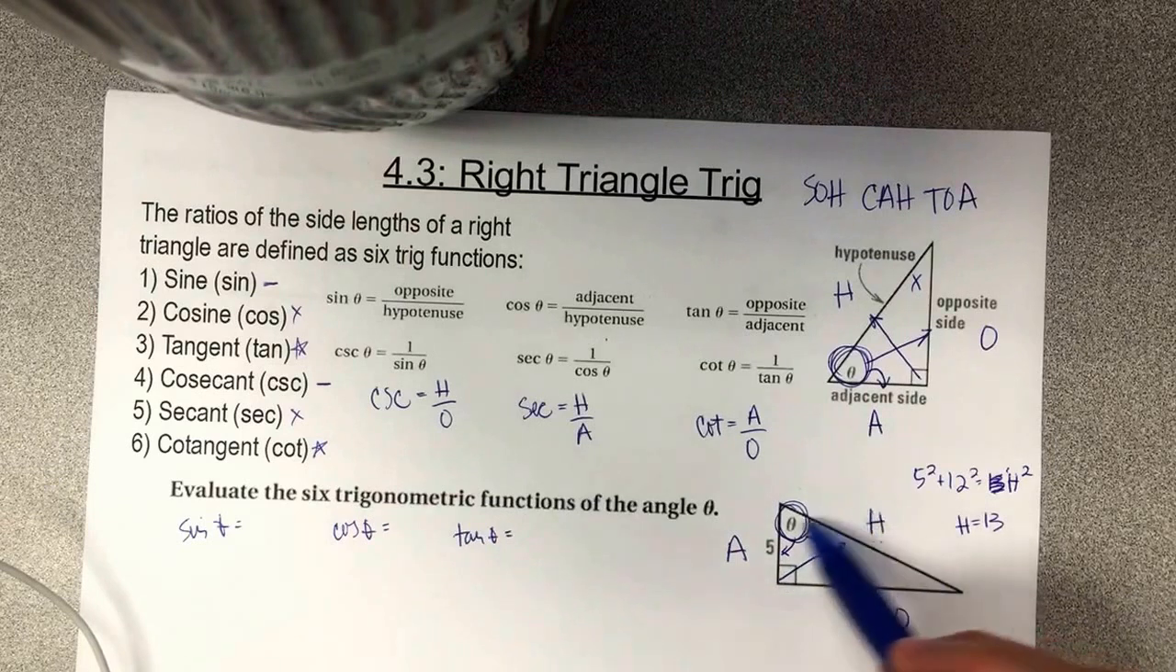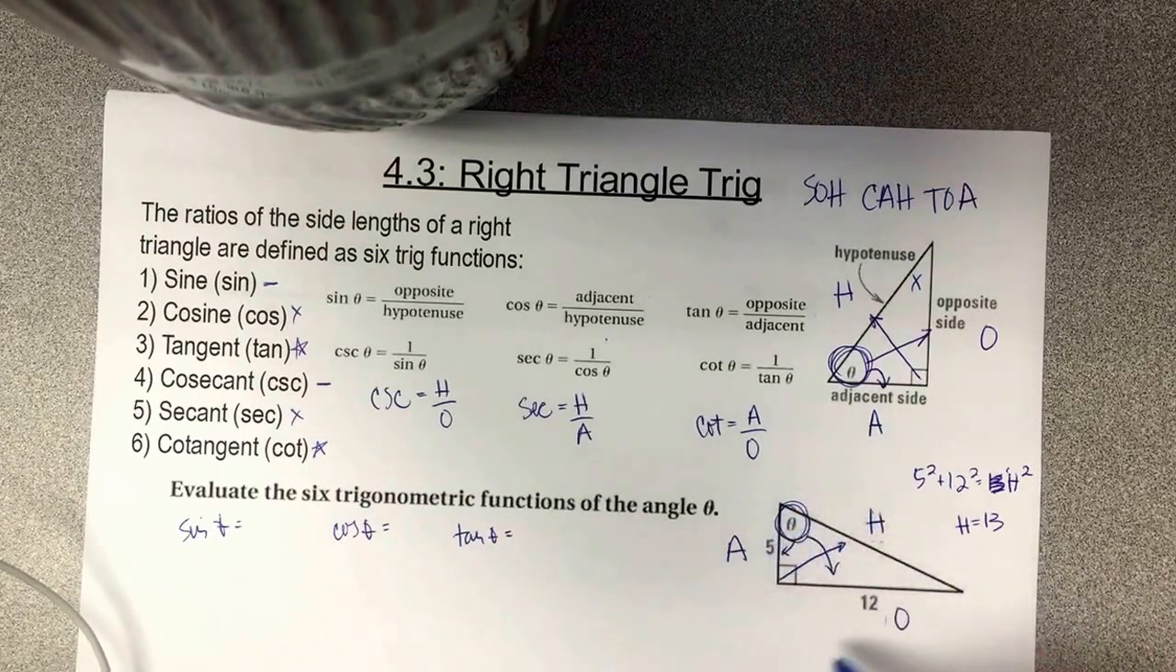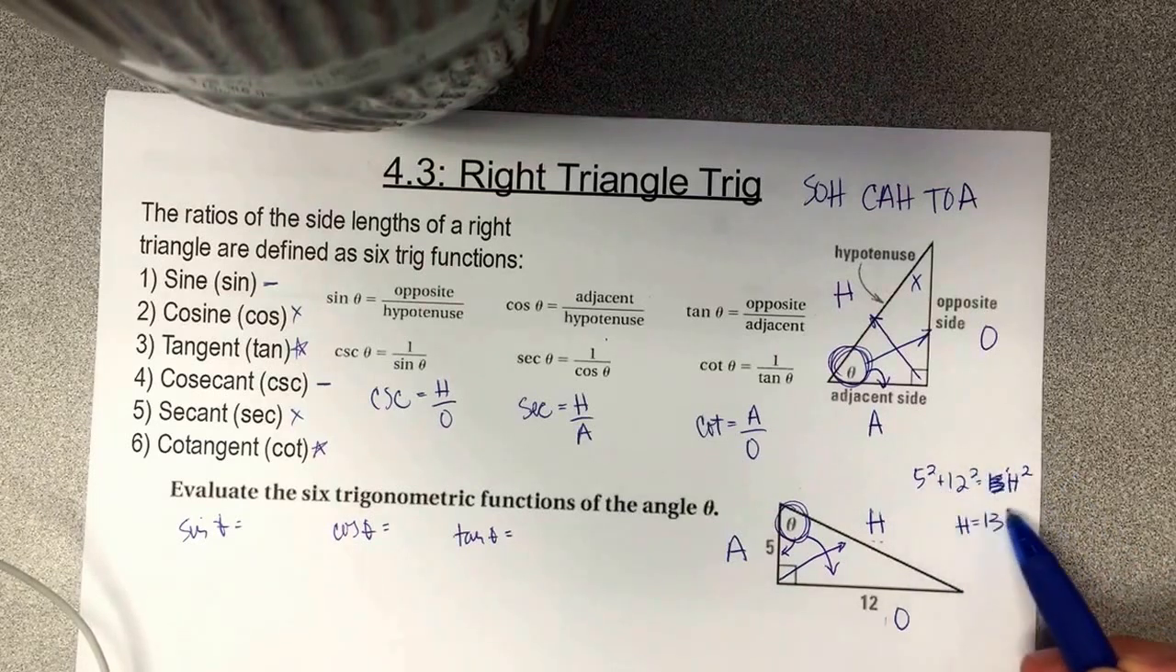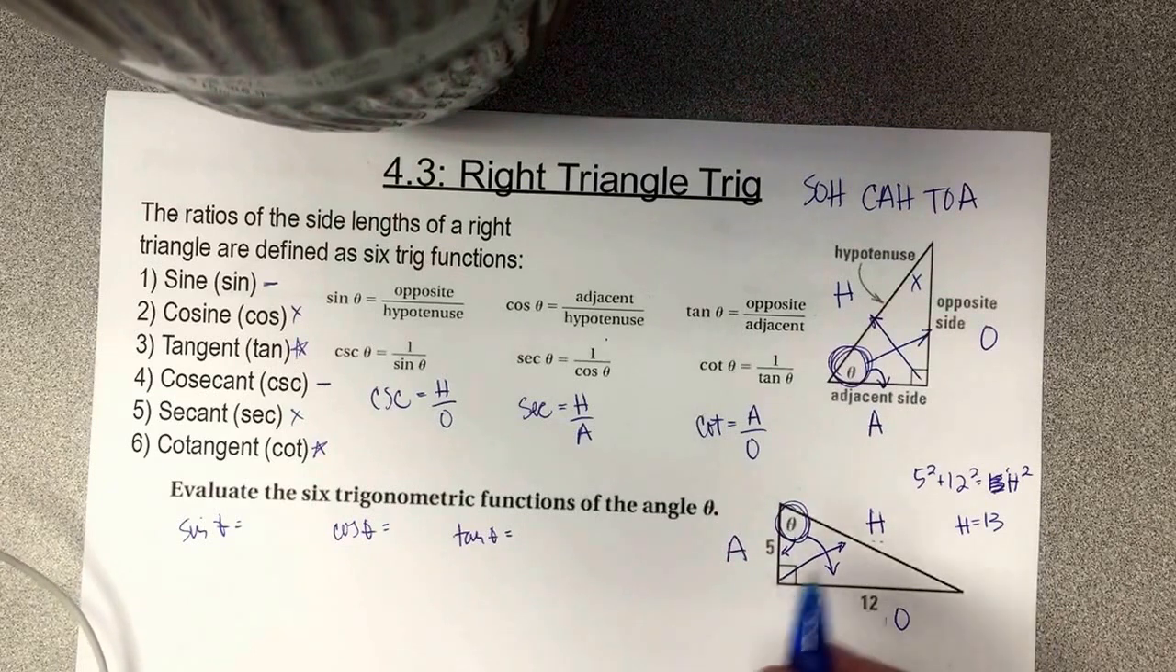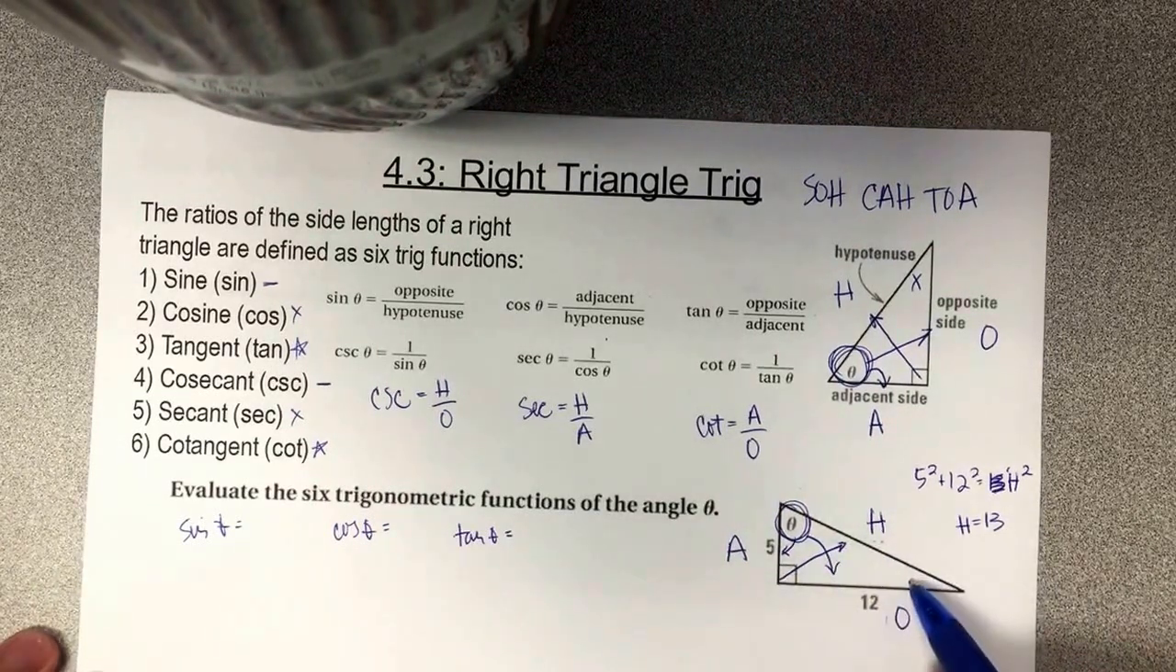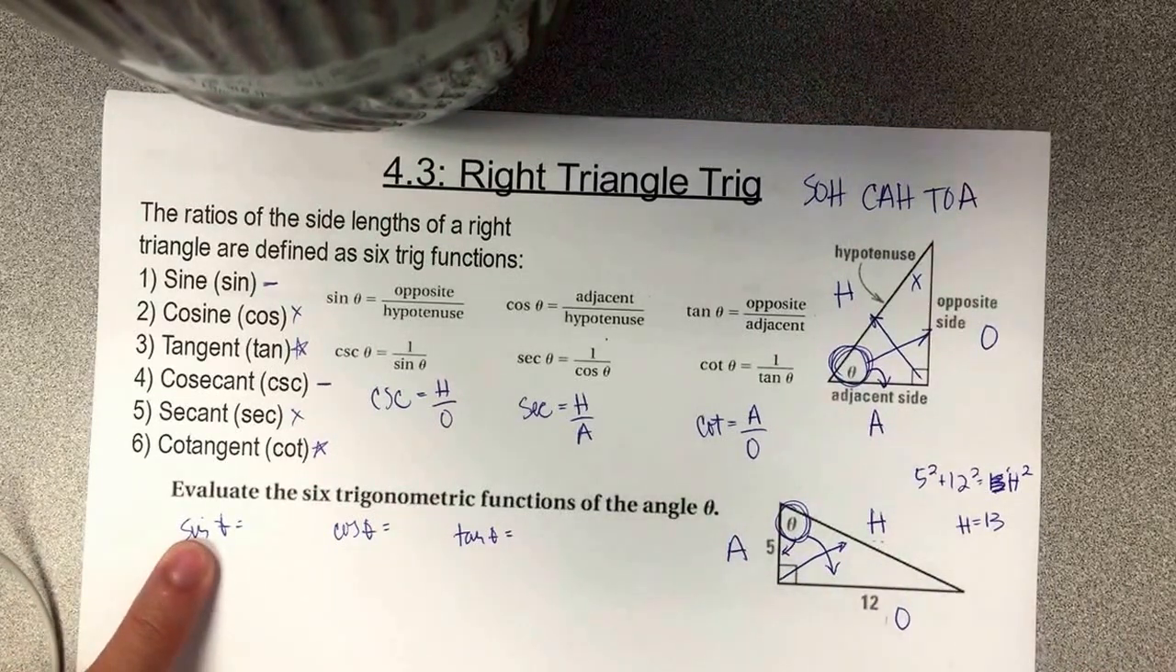So if you know your Pythagorean triples, this is a pretty easy one to come up with. If you don't know your triples, you can always just do the basic Pythagorean theorem, and that will tell you what the third side is. So what can I do now that I've labeled all of these? Sine is always going to be the opposite side and the hypotenuse written as a fraction together.